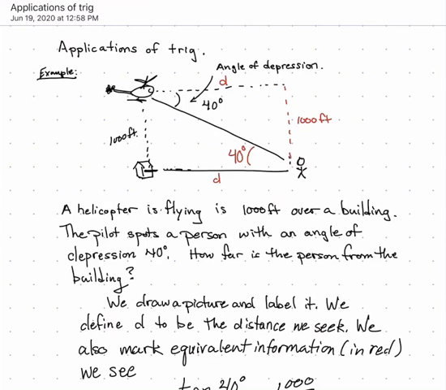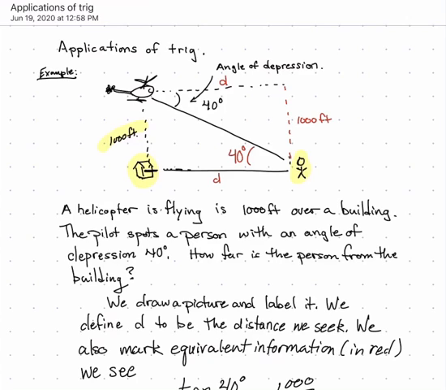So here's a helicopter. So the first step is to draw a picture. Here's my helicopter. Don't laugh. Okay, and then here's the building that they're directly overhead. I label that to be 1,000 feet. Here's the person they spot. I draw a line connecting the helicopter with the person.